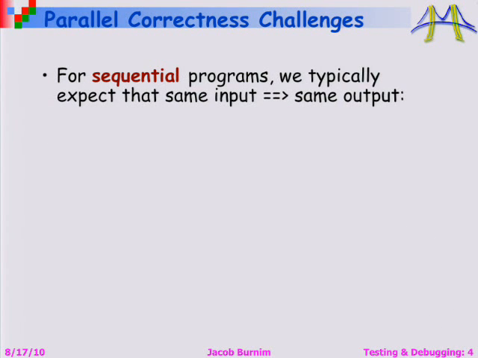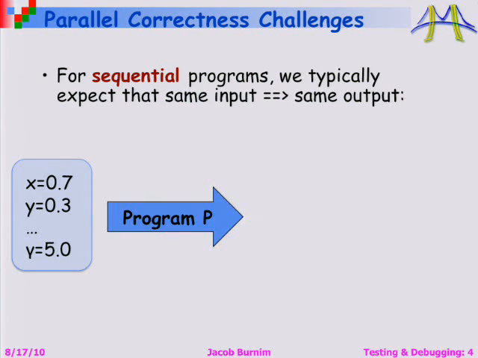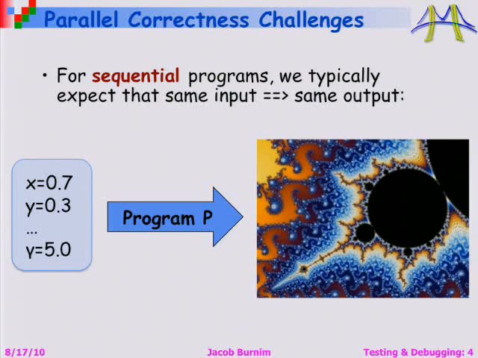So let me talk a little bit about how this affects the testing process. For sequential programs, where we have a lot of experience testing, we typically expect that every time we run the program on some input, we should get the same output. So here, if we run with the same parameters, we'll always render the same fractal. And it's typically not that hard to get this kind of determinism in sequential code.